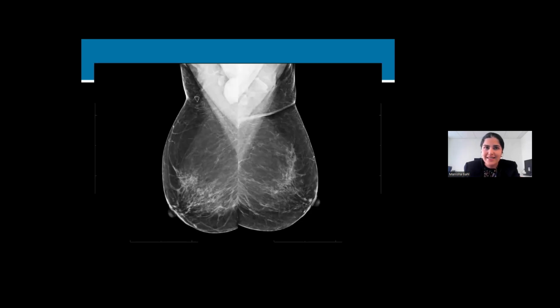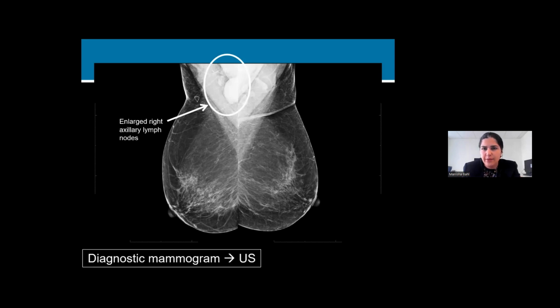This next case is also an interesting one. This patient presented for evaluation of a lump in her right axilla, her right underarm, as indicated by this triangular marker. That's a sticker that the technologist placed on the breast to indicate what the patient is feeling. Now, the patient is feeling these enlarged axillary lymph nodes, enlarged lymph nodes in the underarm. There were no other abnormalities on the mammogram.